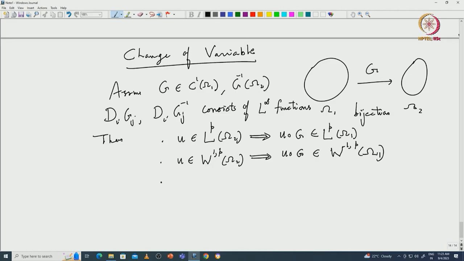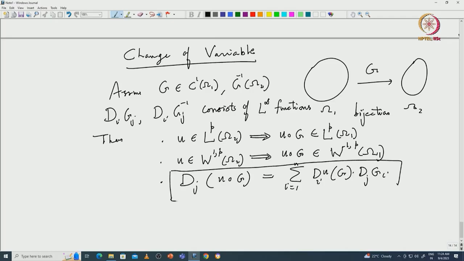Once you know that, you also want to know its derivative. So, d j of u composition g, by the change of variable formula, is the summation over i of d i of u evaluated at g times d j of g i. This is similar to the classical formula, now as distributions. These functions are smooth, not only L infinity functions, so there is no issue.